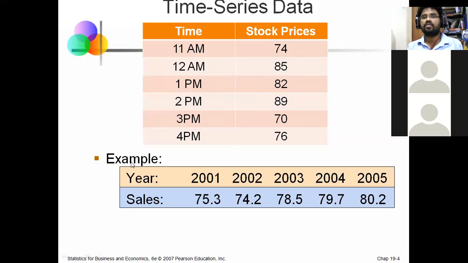Okay. For example, take another example, year wise in 2001, 2, 3, 4, 5, the sales. If you are running a business, how much are the sales in your company? So this is the sales. So this is about the examples of time series data.